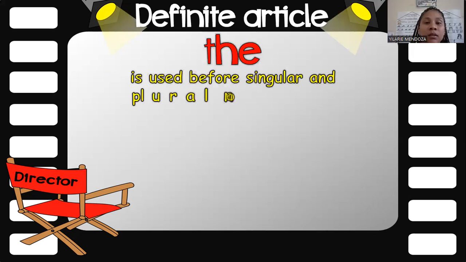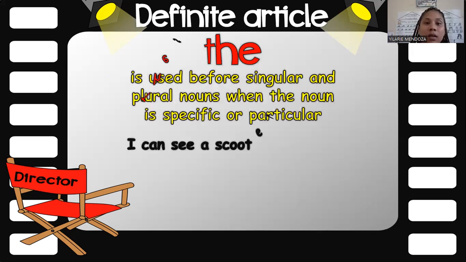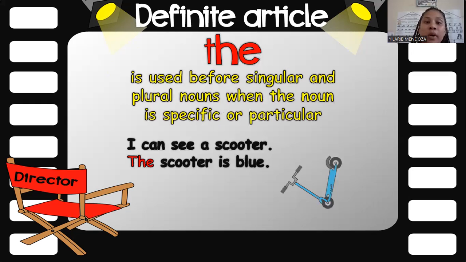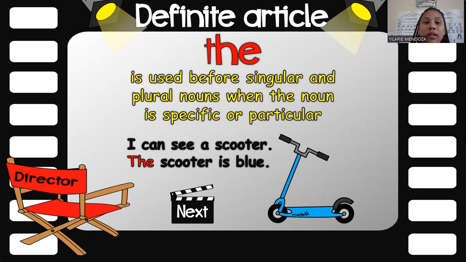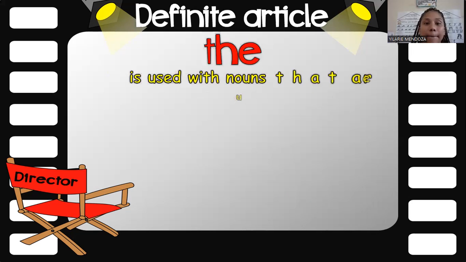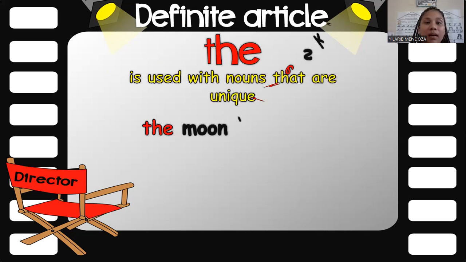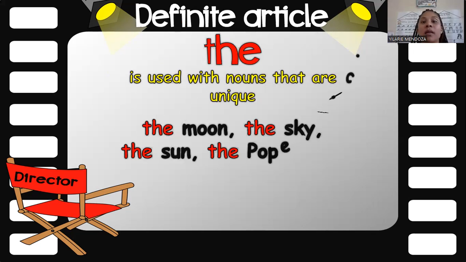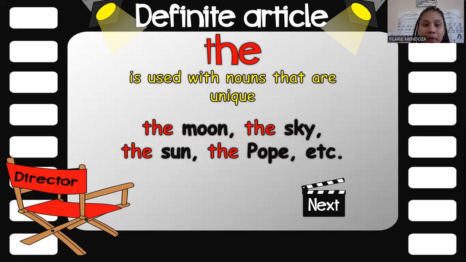And the article the is used before singular or plural nouns when the noun is specific or particular. I can see a scooter. The scooter is blue. The is used with nouns that are unique: the moon, the sky, the sun, the Pope, etc.